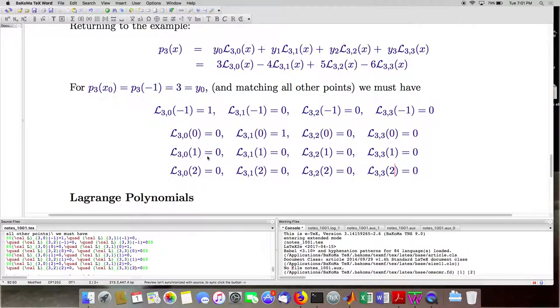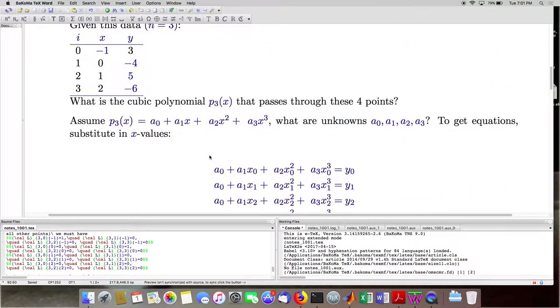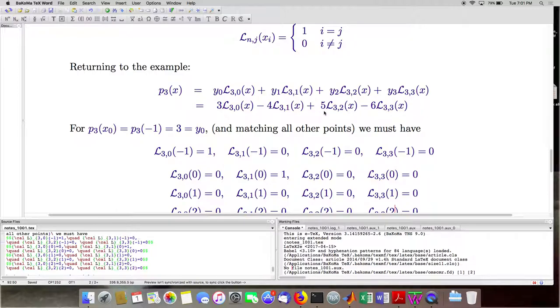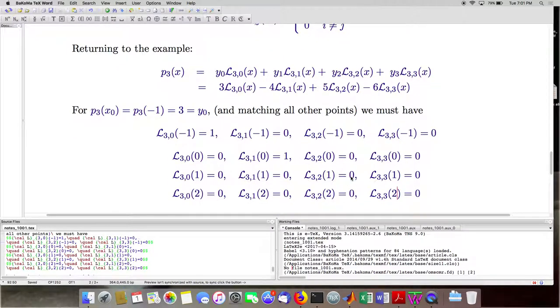Now, for the third point, when x equals 1, based on the data that I have here, the y value that I want is 5. And I already have that filled in for the third term. So I need this value to be 1. And when I plug in x equals 1, all others must be 0. And then finally, for the last point, when x is equal to 2, I want y to be minus 6. So I want all of these terms at x equals 2 to be 0, except for the last one. So I fill in a 1 over here. Okay, so now all my conditions are complete.